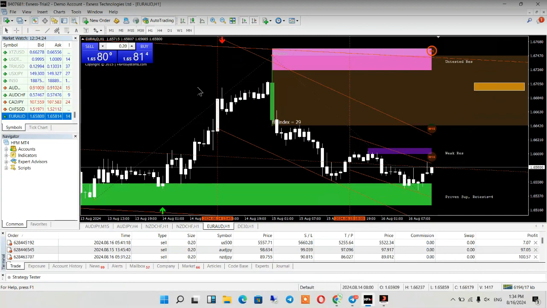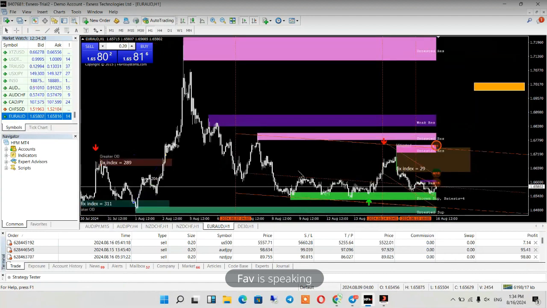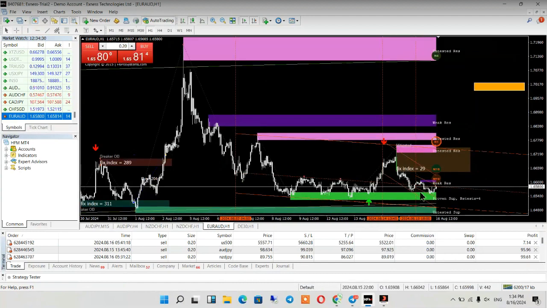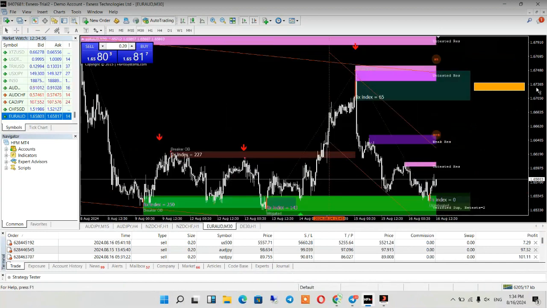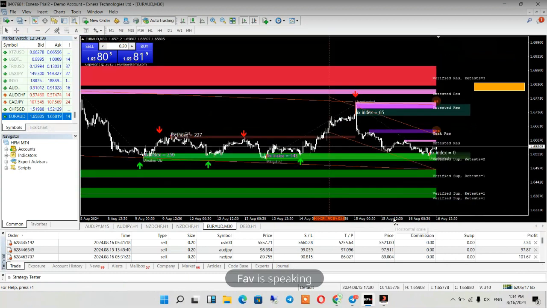So we've got a support here which has been tested 4 times. 1, 2, 3, 4. I expect that the support should break anytime soon. But before it breaks, it should give us an entry. So I'm going to check M30. Do you have an entry here? No, we don't have an entry.